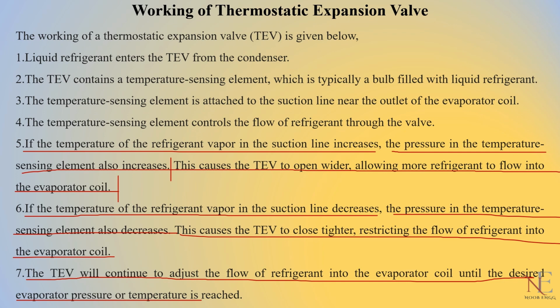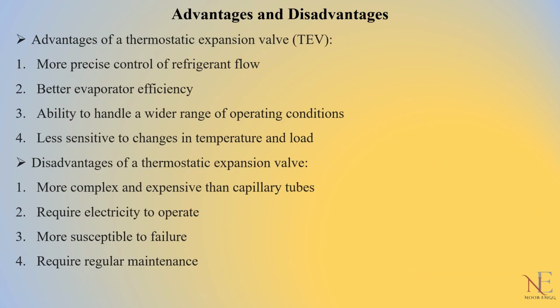Now let's move on to the advantages and disadvantages. What are the big advantages of it? More precise control of refrigerant flow, better evaporator efficiency, ability to handle a wide range of operating conditions, and less sensitive to changes in temperature and loads. This is the best expansion valve used in today's industries.